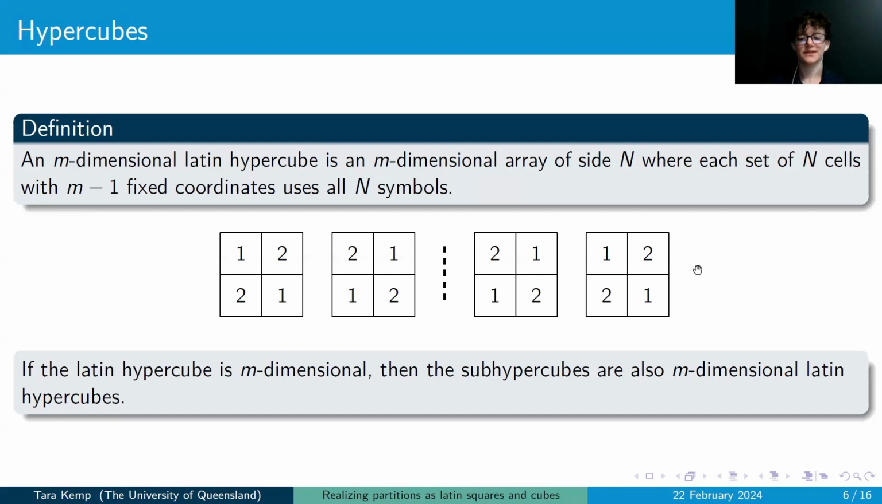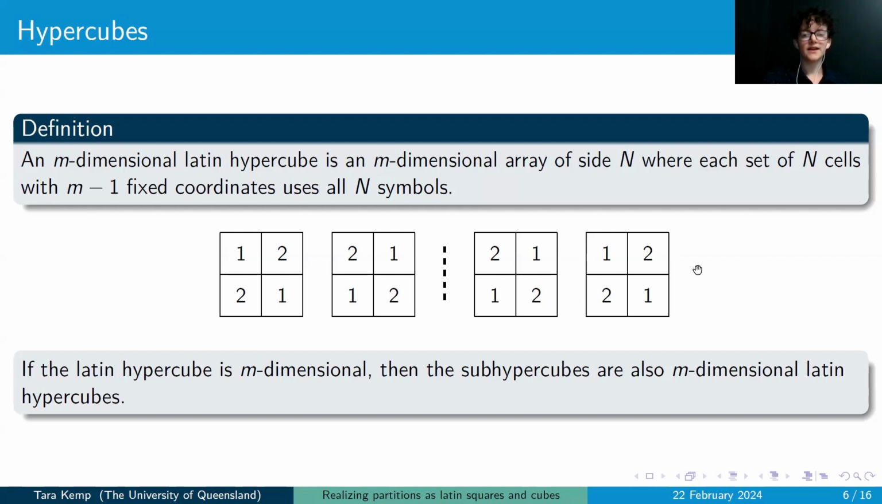For the rest of the talk, the important thing to note is that the number of dimensions of the whole hypercube matches the sub-hypercubes. So a square has subsquares, a cube has subcubes, a 4-dimensional hypercube has 4-dimensional sub-hypercubes, etc. But we'll mostly stick to squares and cubes.